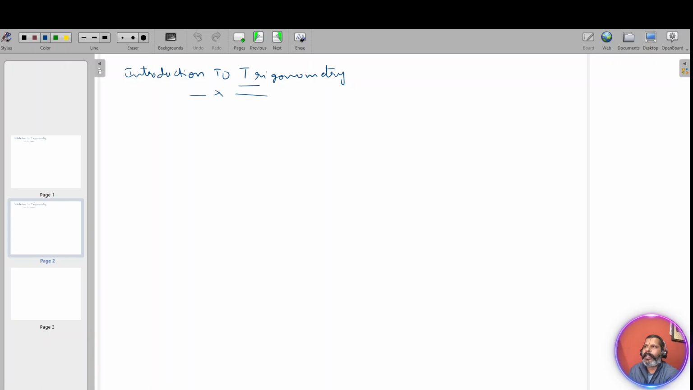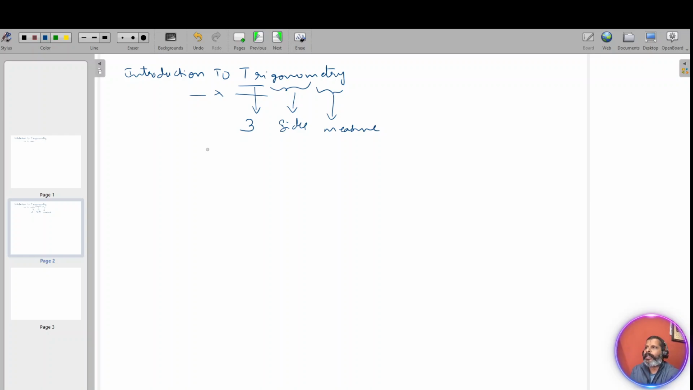Trigonometry, as the name says, tri means three, gono means sides. What do you mean by metry? We have studied geometry, which has the word metry. So metry means measure. So trigonometry is nothing but a study of three sides and their measures. When you say three sides figure, it is a triangle only.